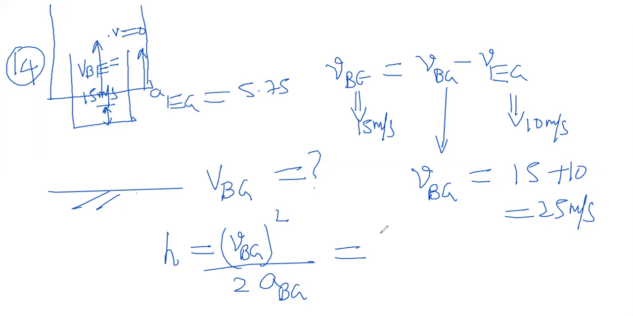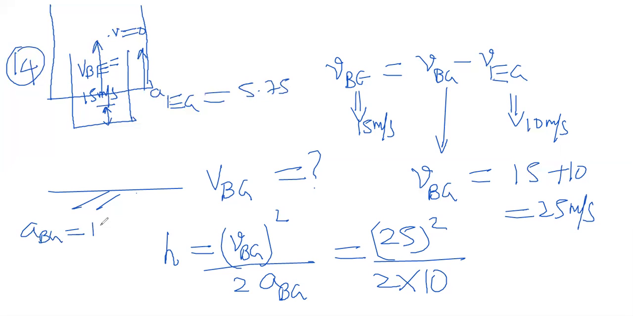What is velocity of bullet with respect to ground? 25 square by 2 into what is the acceleration of bullet with respect to ground? 10 only. See, there are two types of acceleration the bullet will experience. Inside the elevator, with respect to the floor of the elevator, it will experience 5.75. But with respect to the ground, 10, which is nothing but g. The acceleration of bullet with respect to ground is none other than g. Is it understood? So substitute these data, you will get an answer.